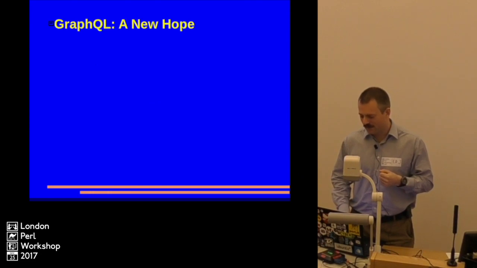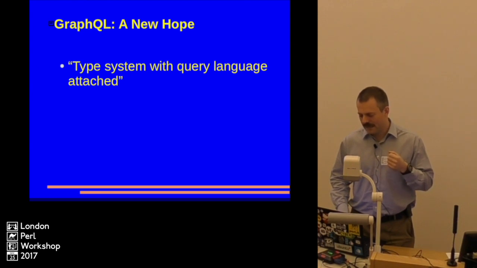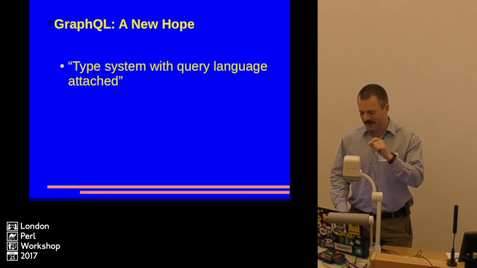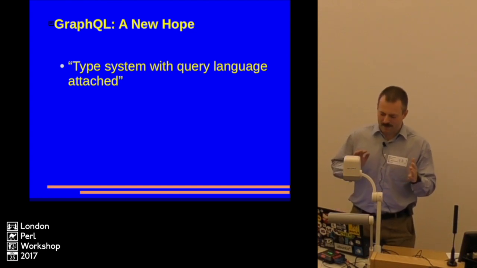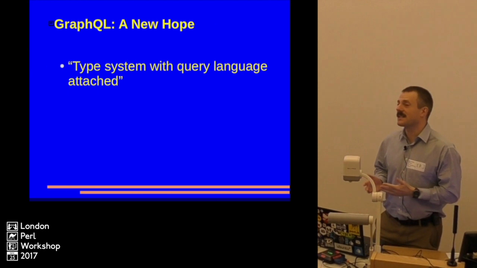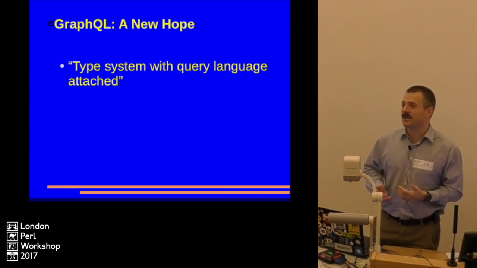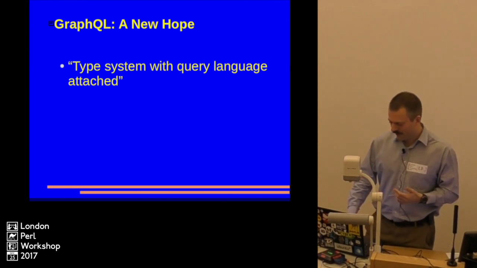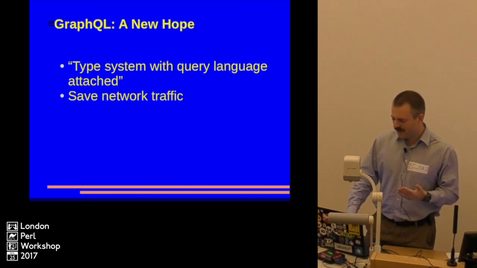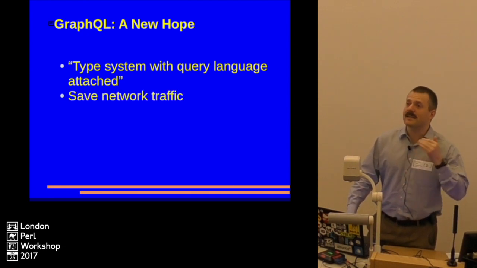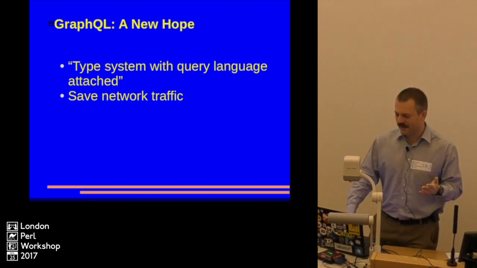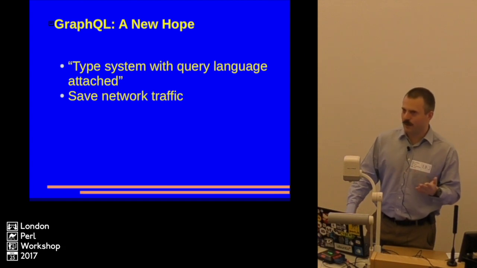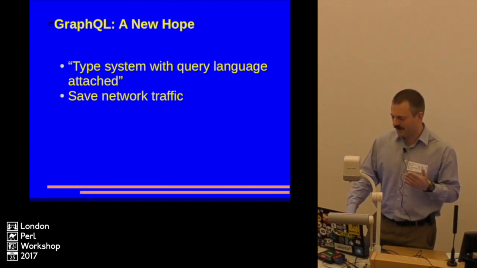So, GraphQL, a New Hope. It's been described, I tried to get a source for this to make it look even more credible, but I just couldn't find it, so maybe I've misremembered the exact wording, as a type system with a query language attached, which I fully agree with. When you use it, you make a request for exactly the data that you want. I'm not going to go too much into the details of GraphQL, but take my word for it. There are plenty of resources online to see this as well.